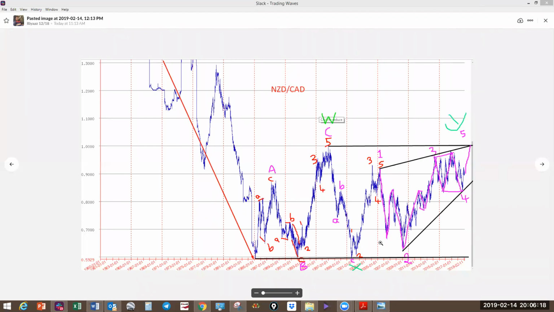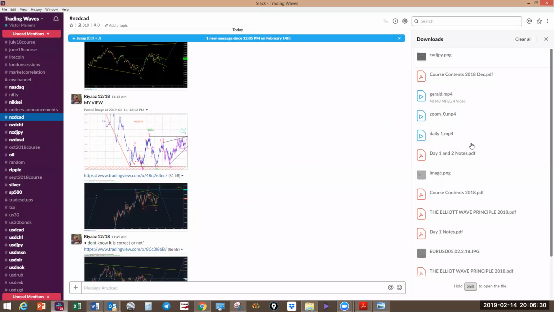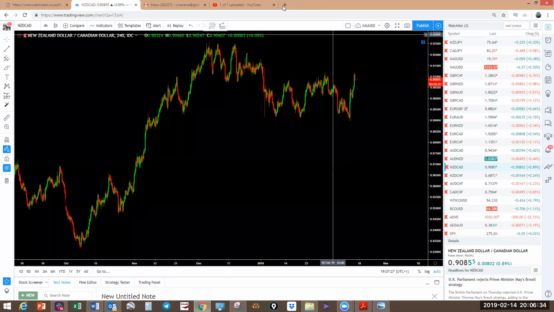W, X, Y. It's possible. Let's have a look at the structure itself. So only Rias has made that structure. Let's quickly check on FX chop what it looks like.